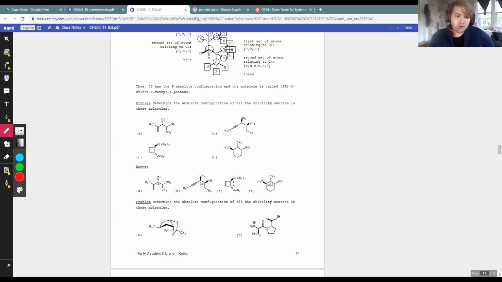What I want to say is this. If we did the shopping list for carbon 3, what do we notice? Well, obviously, of our 4 bonds, we have hydrogen on that hidden bond right there. We have a chlorine, and then we have C4 and C2, right?